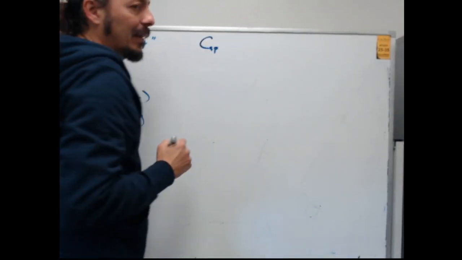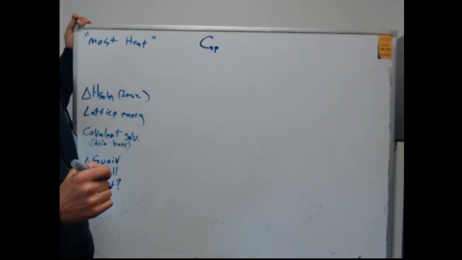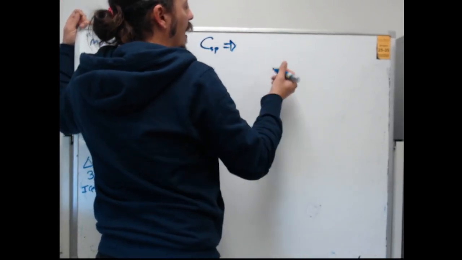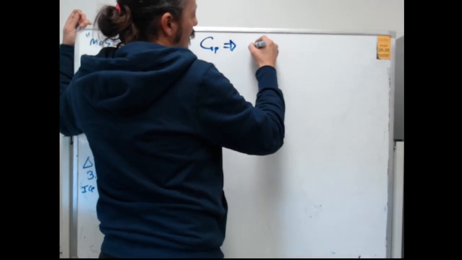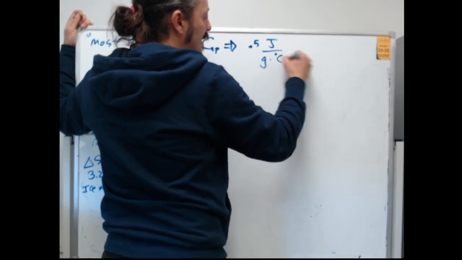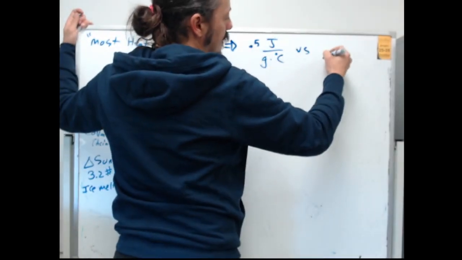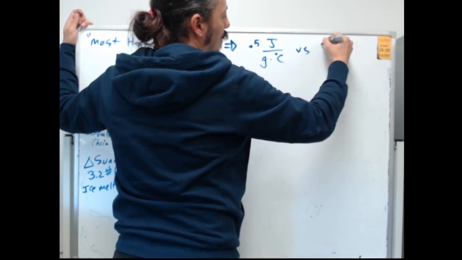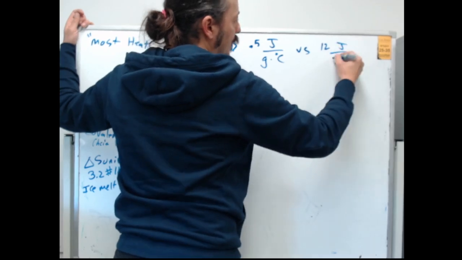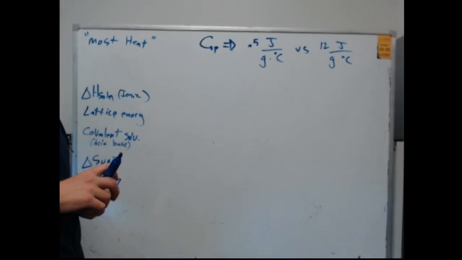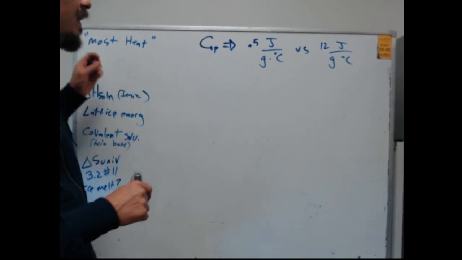For me, it's all about what heat capacity really tells us. To think about this, I'm going to do two fake numbers. Let's say 0.5 joules per gram degree Celsius versus, I want to pick a weird number, 12 joules per gram degree Celsius. What does it mean to have a heat capacity of 0.5 versus 12? What does a small number versus a big number mean in terms of heat capacity?